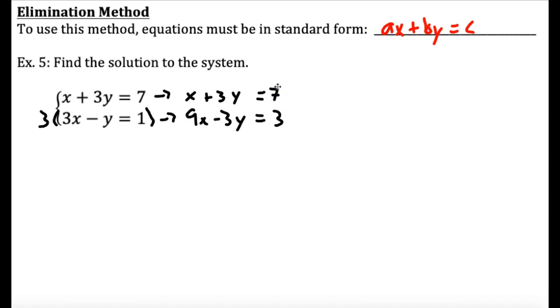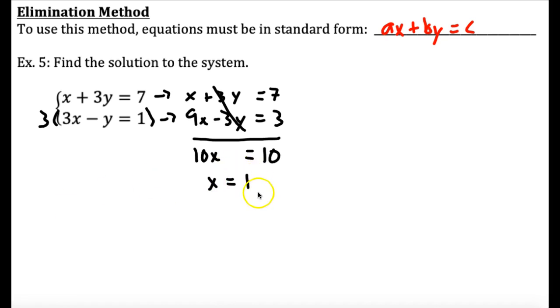All right, so now, if I look and I add these two equations together, x plus 9x would be 10x, 3y plus negative 3y cancels out. Okay, I'm not left with anything there. And then 7 plus 3 is 10. Now, just divide both sides by 10, and I get x equals 1.